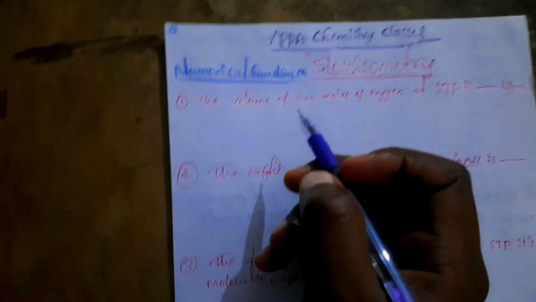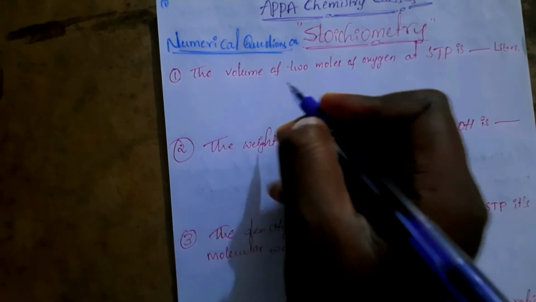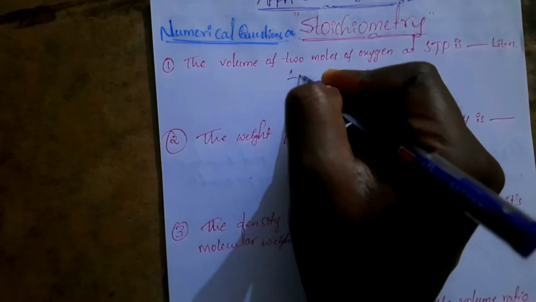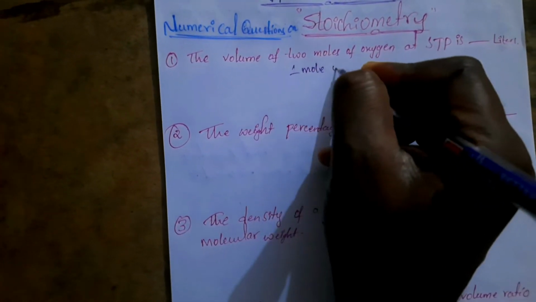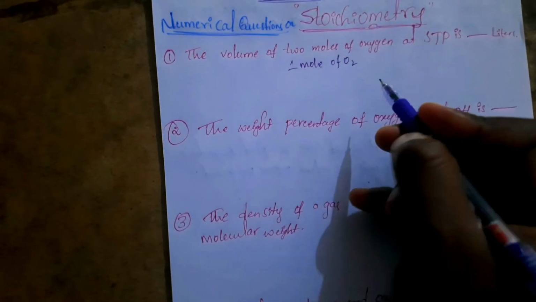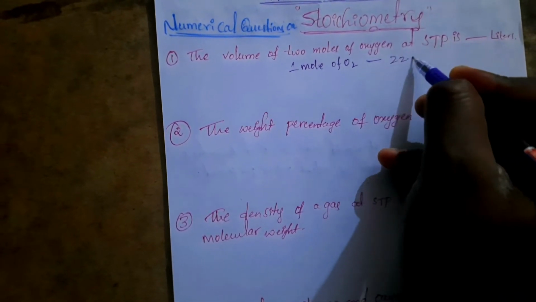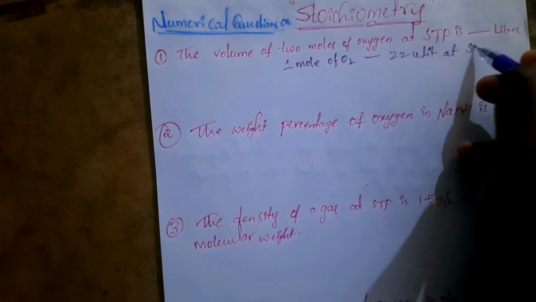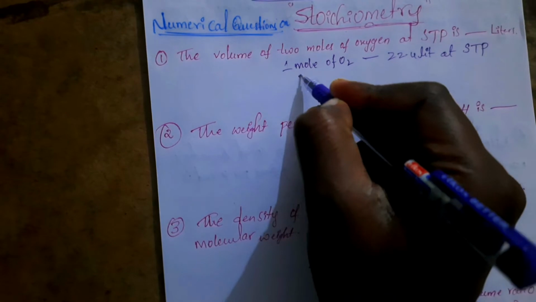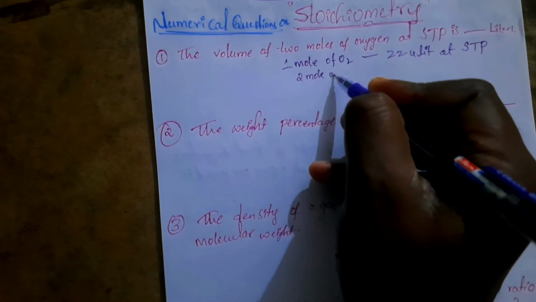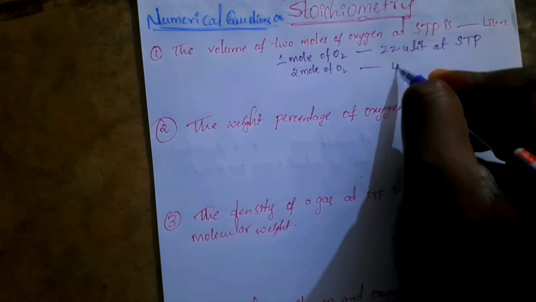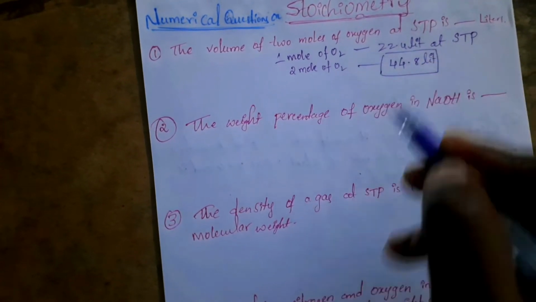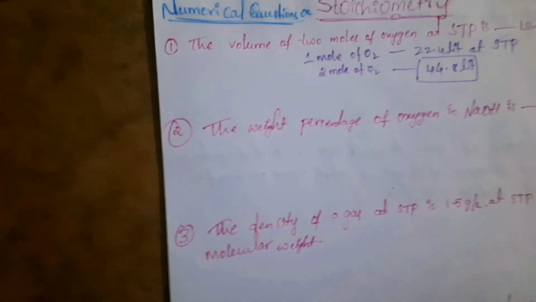Now see the first question here. The volume of 2 moles of oxygen at STP is. We know that 1 mole of O2 will occupy 22.4 liter at STP. If it is 2 moles of oxygen, how much will it be? It is 44.8 liter at STP. That is the answer. Simple model question that is.